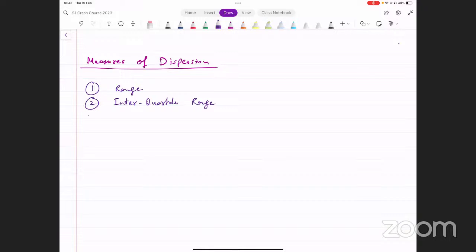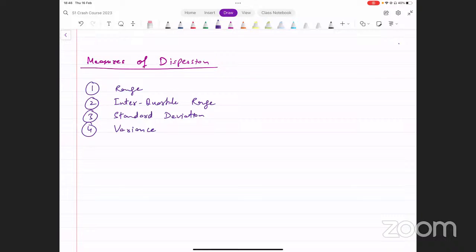Then you have standard deviation. And there's another measure that's closely related to standard deviation, and that's called variance. So you need to know about these 4 measures of dispersion.